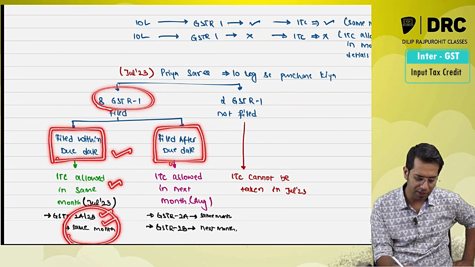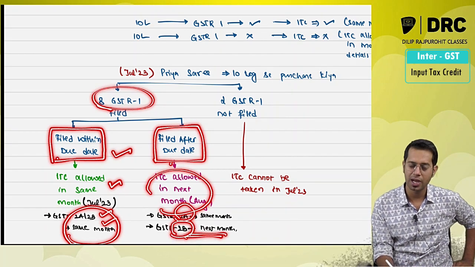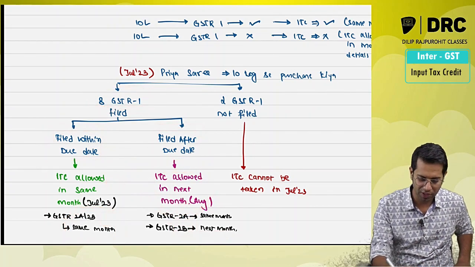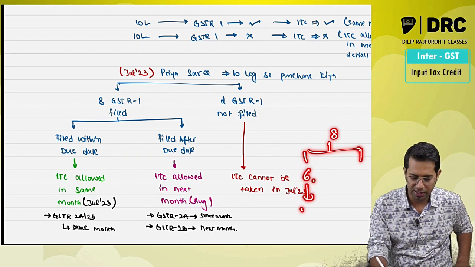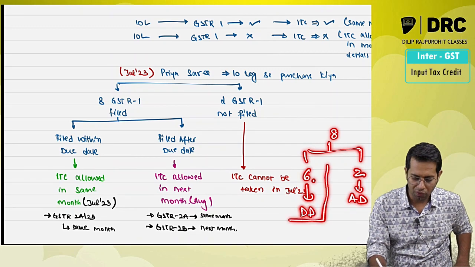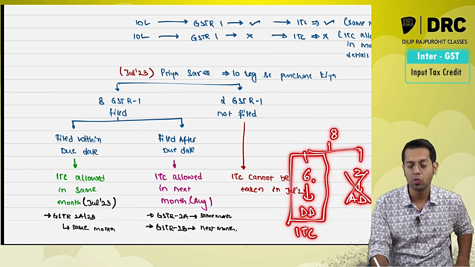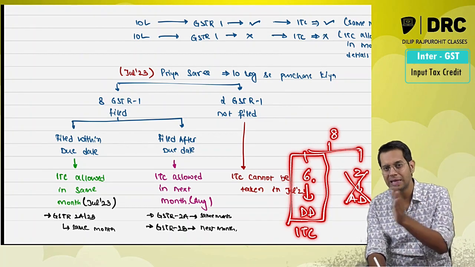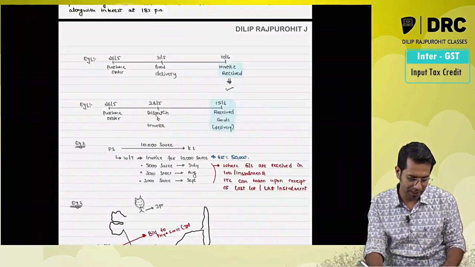If it is filed after the due date, that information will come only in 2A, not in 2B, because if it is not coming in 2B, I cannot take input tax credit in the same month. Say for example, out of these 8 people, 6 have filed GSTR 1 within the due date and 2 have filed after the due date. So with respect to these 6 invoices only, I can take input tax credit. For these 2 invoices I cannot take input tax credit in this particular month. I can take the ITC in the next month.